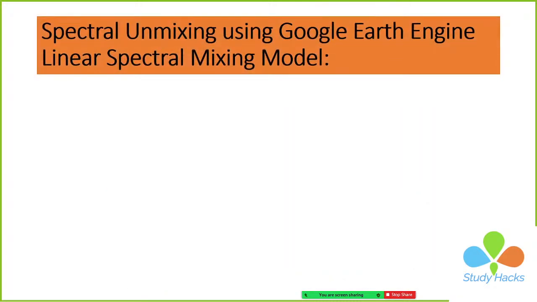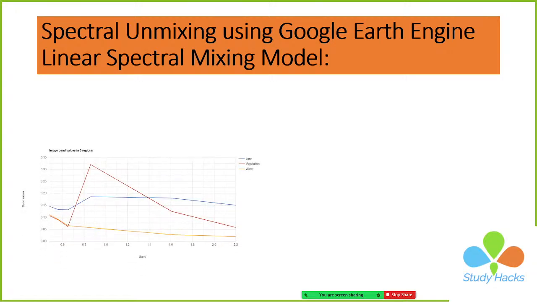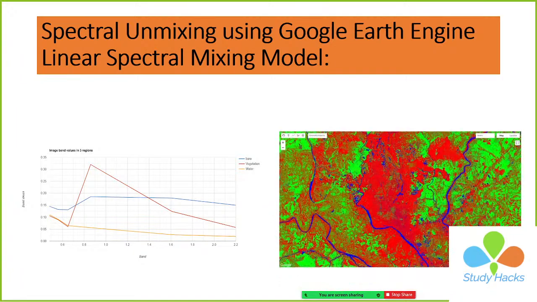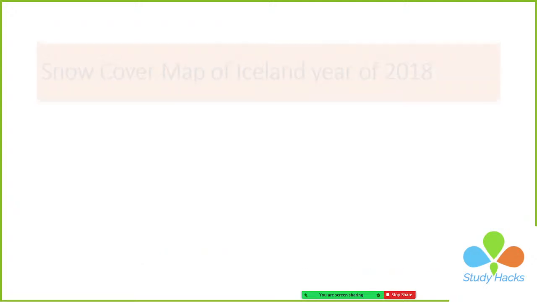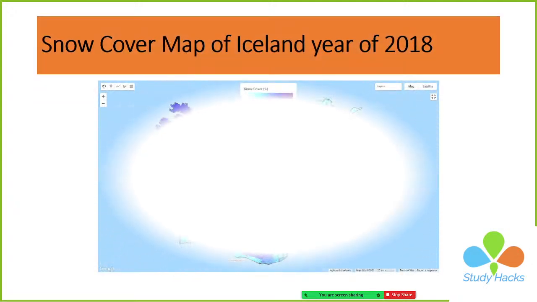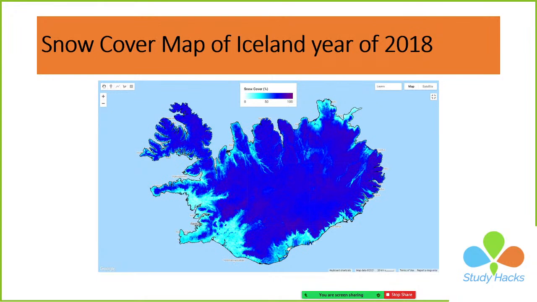And this is the spectral unmixing model using the Google Earth Engine. So mainly here I use the linear spectral unmixing model, and then I can easily identify vegetation, bare land and water, only 3 classes, using the linear spectral mixing model. This is another map for the snow cover of Iceland, and we can also measure how much snow varies from year to year. We can easily do this using the Google Earth Engine platform.